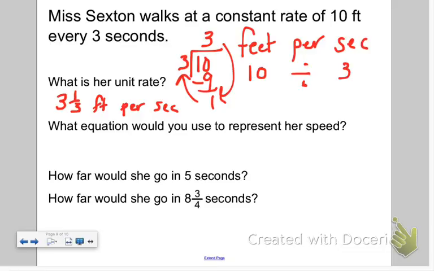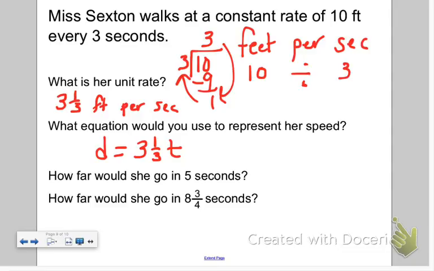What equation would I use to represent my speed? Well, remember, the dependent variable usually comes first in my equation. The dependent variable was distance, and the distance is equal to 3 1/3 feet times the number of seconds, time. In all the other equations, student 1 was 3 feet per second, so we did 3 times t. For student 2, it was 5 feet per second, so we did 5 times t. Well, here, I'm doing 3 1/3 feet per second, so I'm going to have to do 3 1/3 times t.